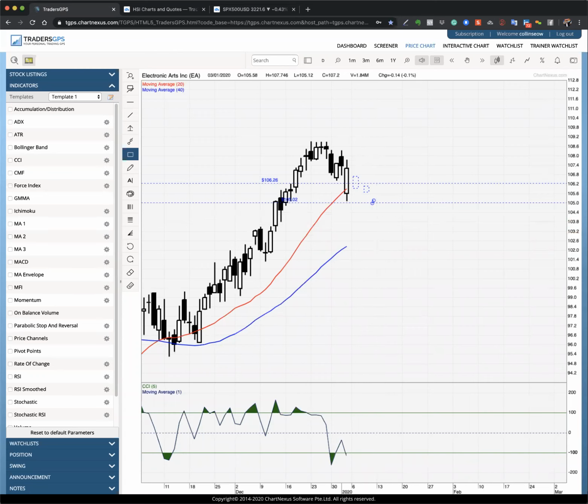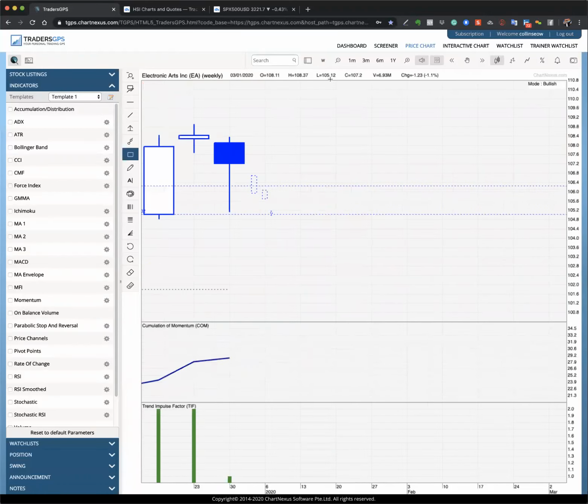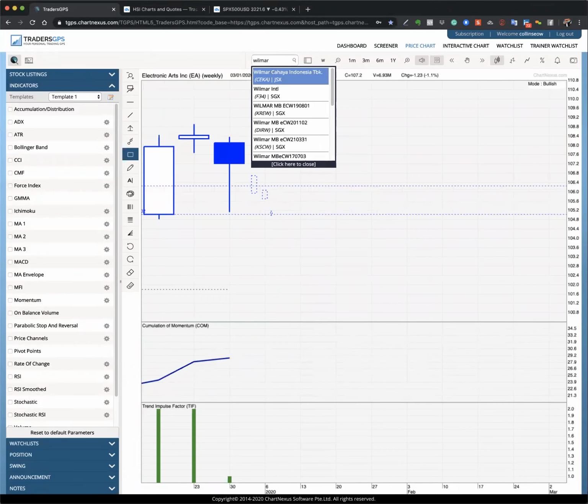Okay, next one is position long weekly, for these three stocks. So Wilmar. We go into position, then weekly, and then we look at the three stocks. So Wilmar.